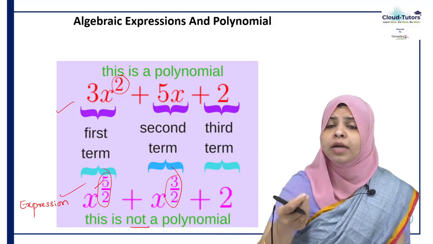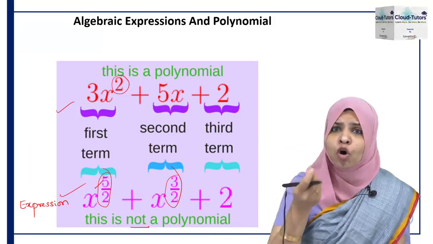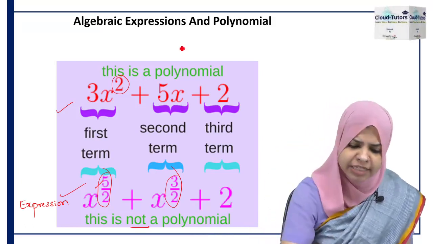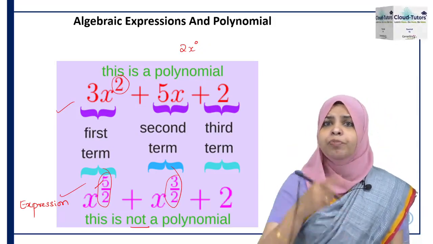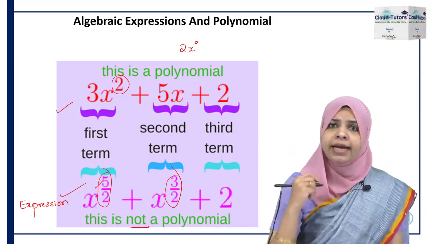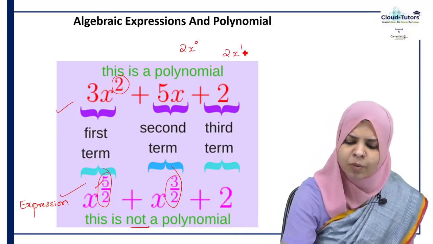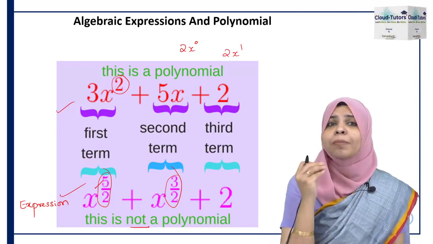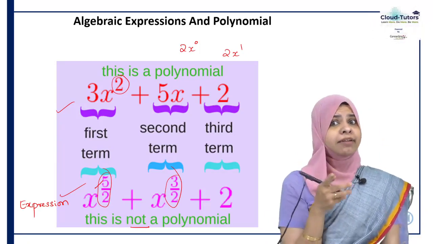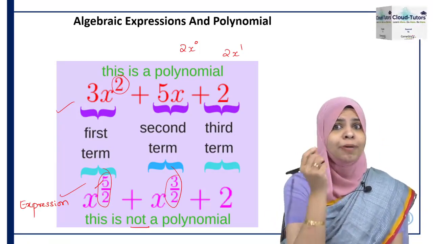When I say whole number, yes, when you have a 0, also I can call it. For example, 2 into x power 0, yes, it is a polynomial, right? Or 2 into x power 1, yes, it's a polynomial. So the degree should be, and now you will be wondering when I say whole, it should be a whole number.